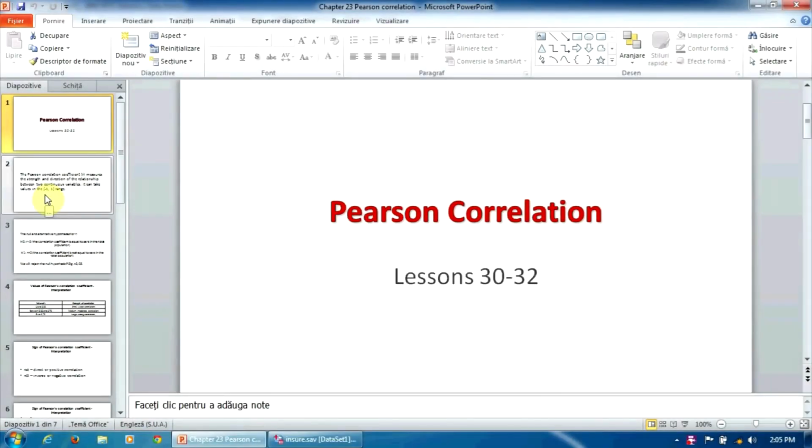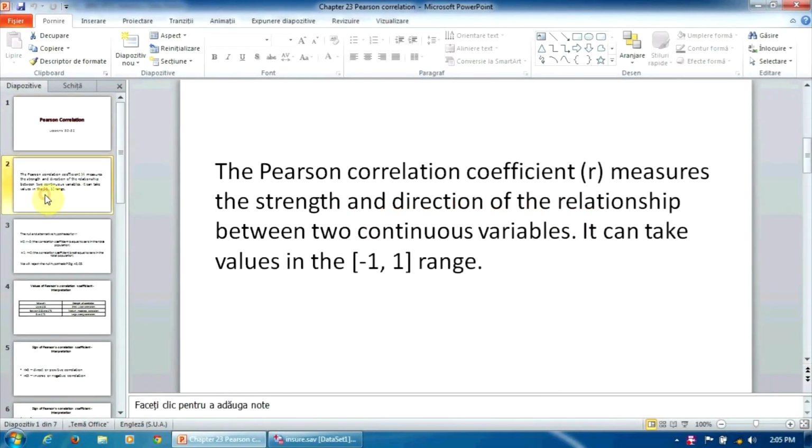The Pearson correlation coefficient measures the strength and direction of the relationship between two continuous variables. It can take values in the -1, +1 range. -1 means a perfect negative correlation, 1 means a perfect positive correlation, and a value of 0 means no relationship between the variables. The Pearson correlation coefficient is noted with R.